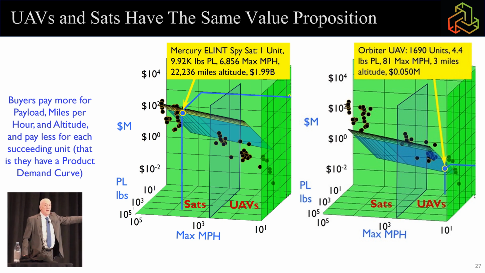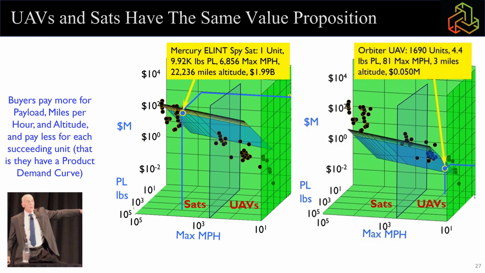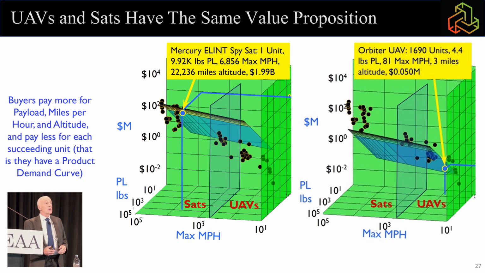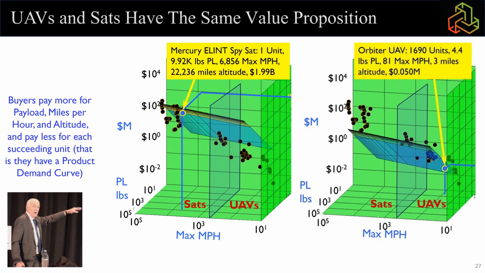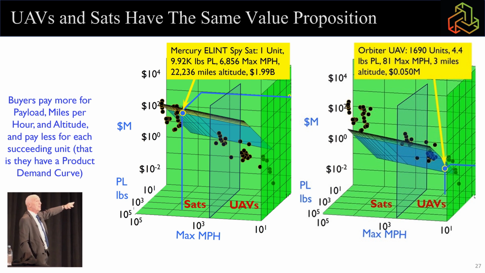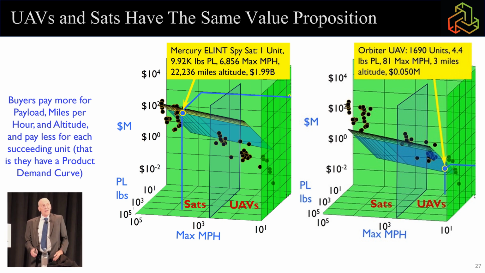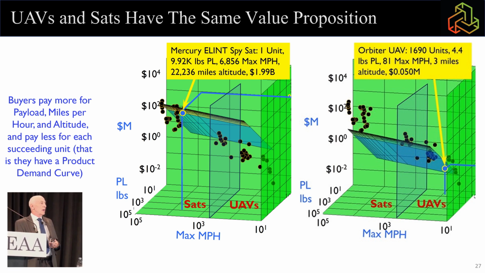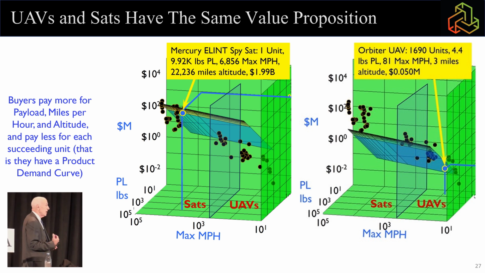On the left, we're looking at a Mercury Orion spy satellite. They built one. It's carrying close to 10,000 pounds of payload. It's in geostationary orbit, so it's going that speed. And it's worth, we paid nearly $2 billion for it. But using the same equation, the Orbiter UAV with 2 kilos payload, 3-mile high altitude, well, we've bought nearly 1,700 of those guys because of that demand phenomena. And it's only worth $50,000.